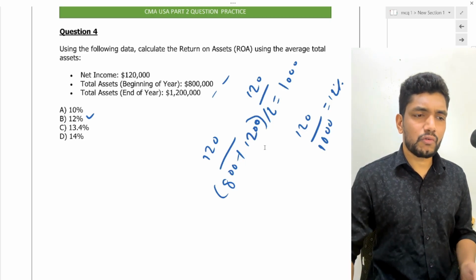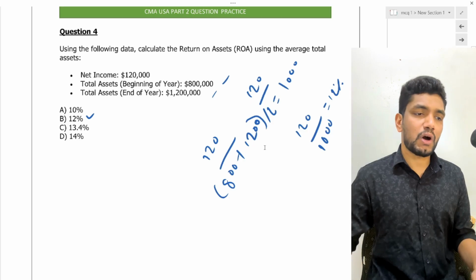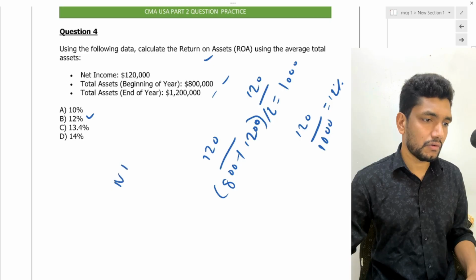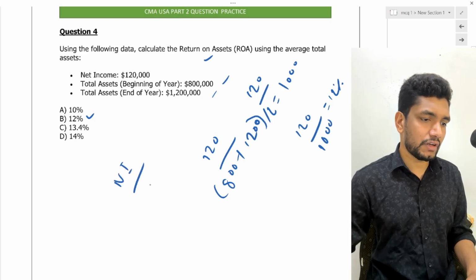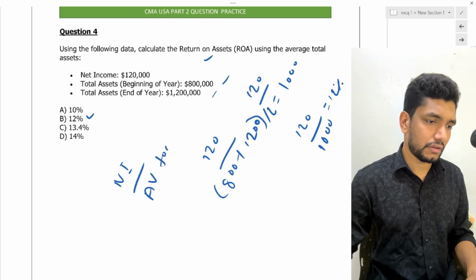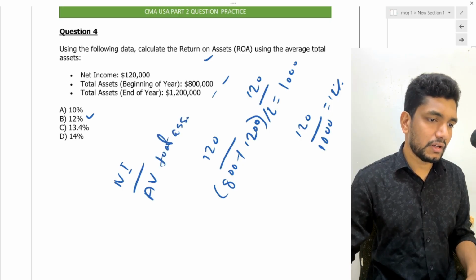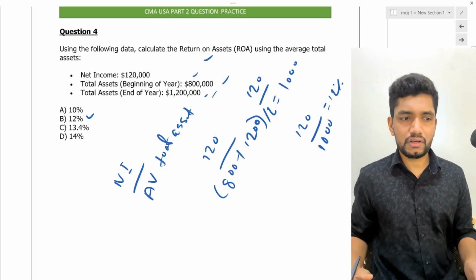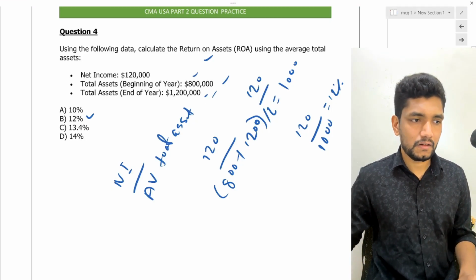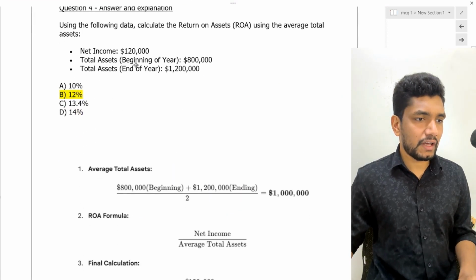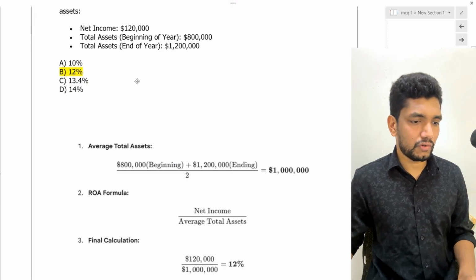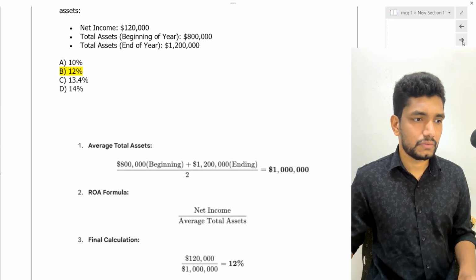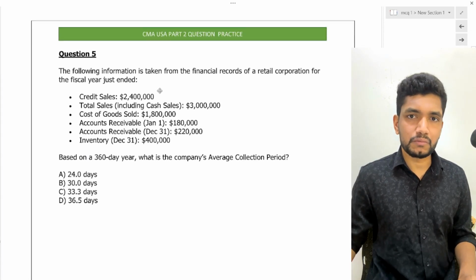So first of all, before answering this question, we should know how to calculate the return on asset. So return on asset is net income divided by average total asset. Here the beginning asset and ending asset are already given. So from that you can calculate the average total asset. So here I already gave the answer and explanation for this question. So let's move to the next question, question number 5.